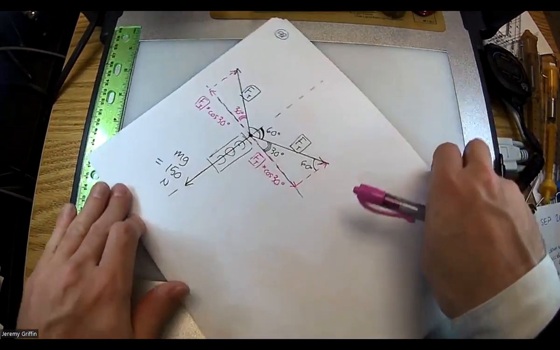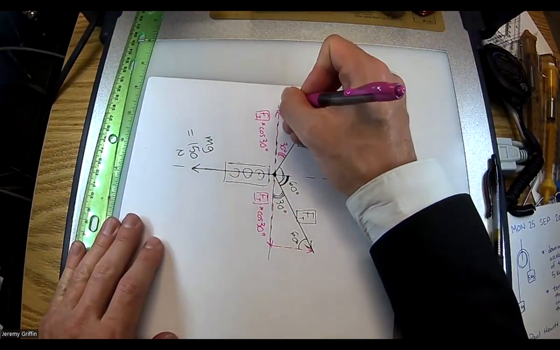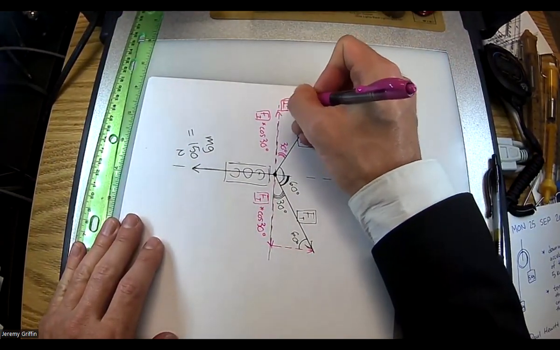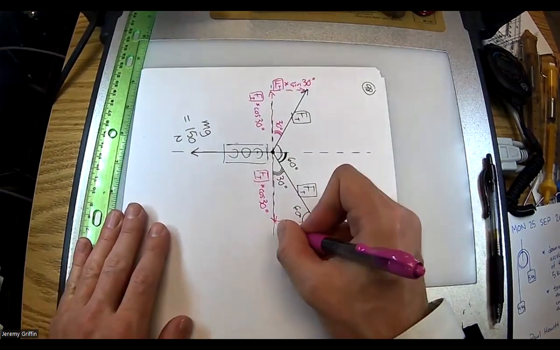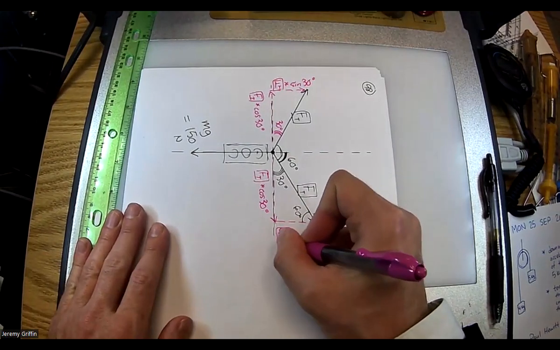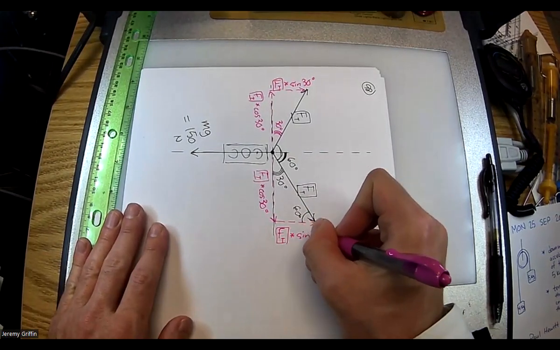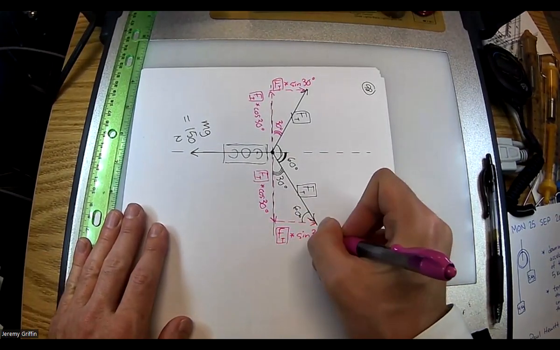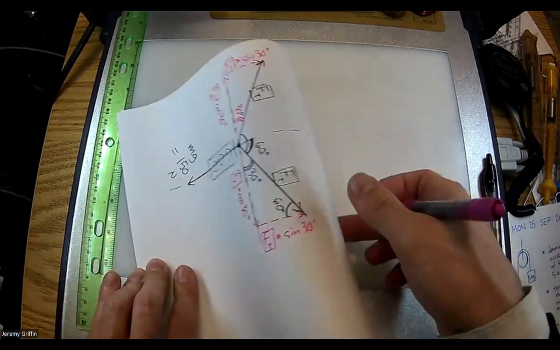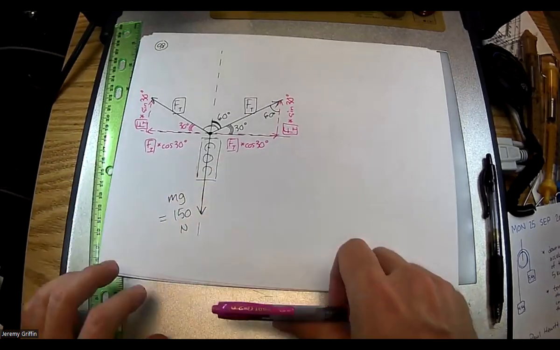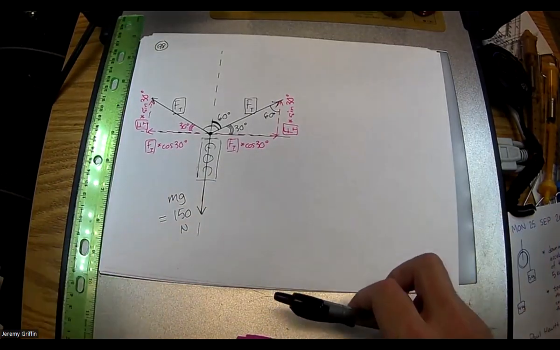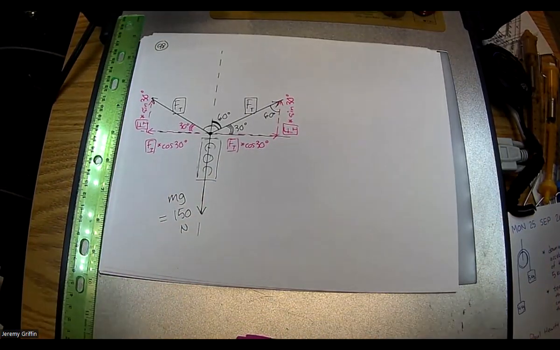Okay, let's look at vertical. This is the tension force times sine of 30 degrees, and this is the tension force also times sine of 30 degrees. That's how much up each one's pulling. Would that be true? So you go like that. Okay, so now we've got some components.